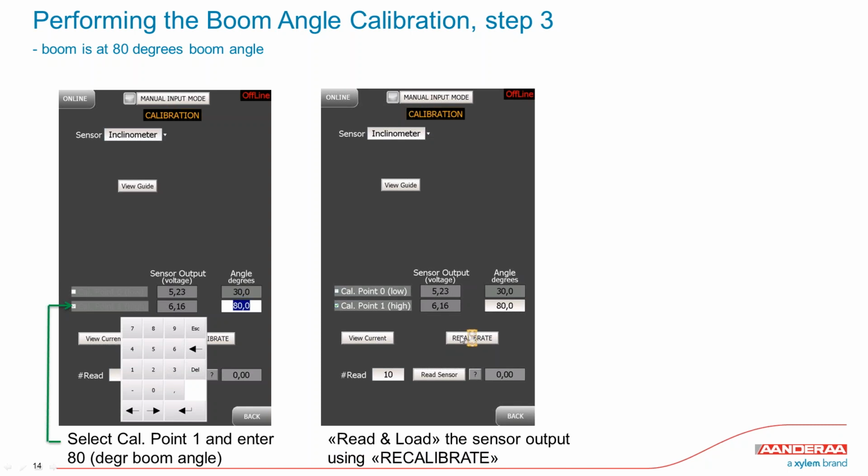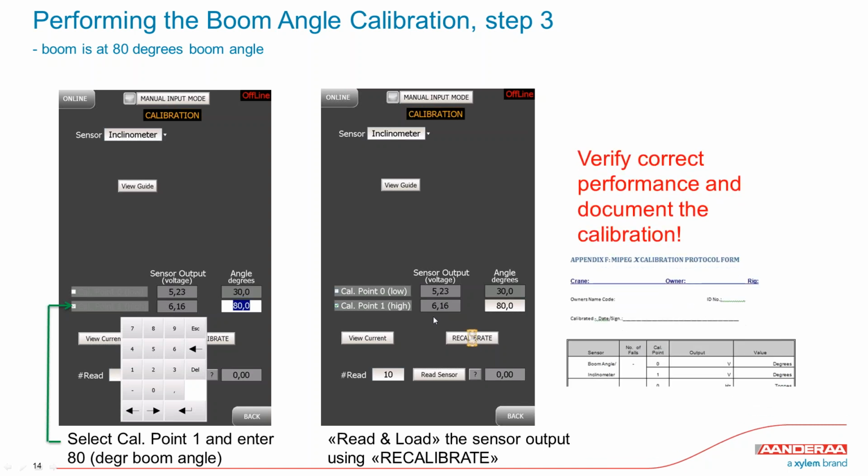And when I hit recalibrate, you will see that it will require a few seconds to make the average. And when done, it will load the output from the boom angle sensor into the sensor output value. And not to forget, although you've gone through all 4 steps by doing this, you have to verify that the system is operating correctly according to the accuracy requirement.